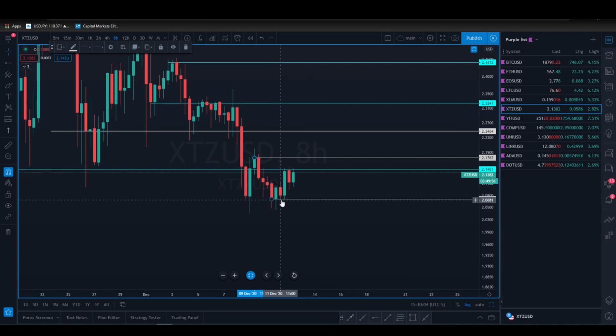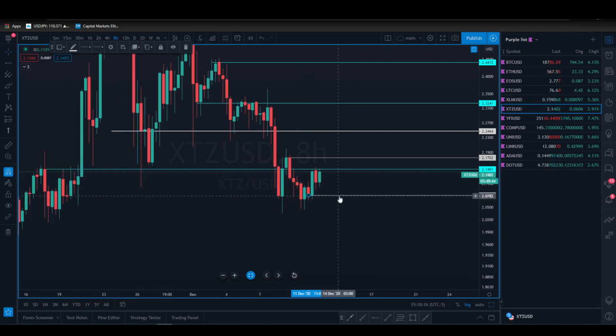But since this area was already tested, I like to use the new fresh market structures that have not been tested. This is going to be this area here because we did not come down and test it. So for the bull case, as long as you get a closure above 2.0796, you're still golden. It could still push up to 2.1762. You do not want to see a bearish close on an 8-hour candle below that area.